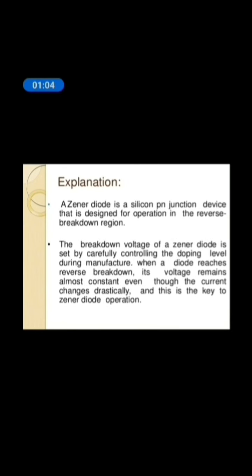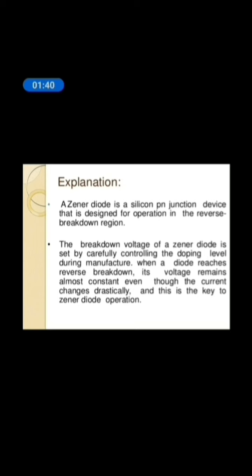A Zener diode is a silicon PN junction device that is designed for operation in the reverse breakdown region. A Zener diode is a silicon PN junction diode, which is operated in reverse bias, and the breakdown voltage of a Zener diode is set by carefully controlling the doping level during manufacture.